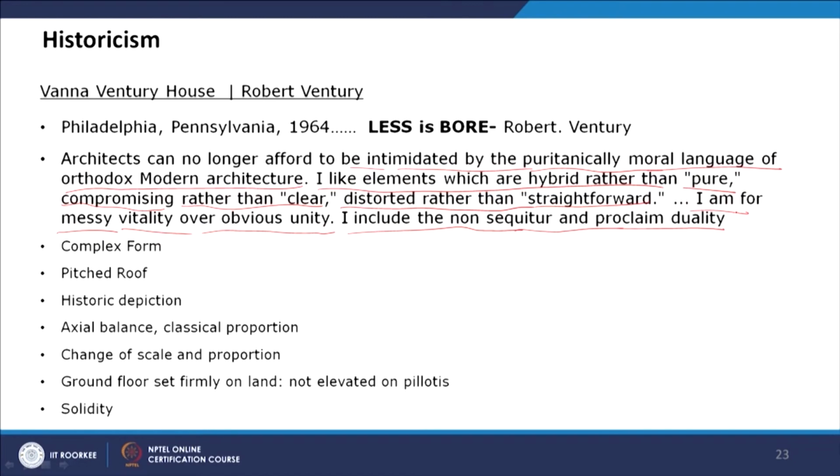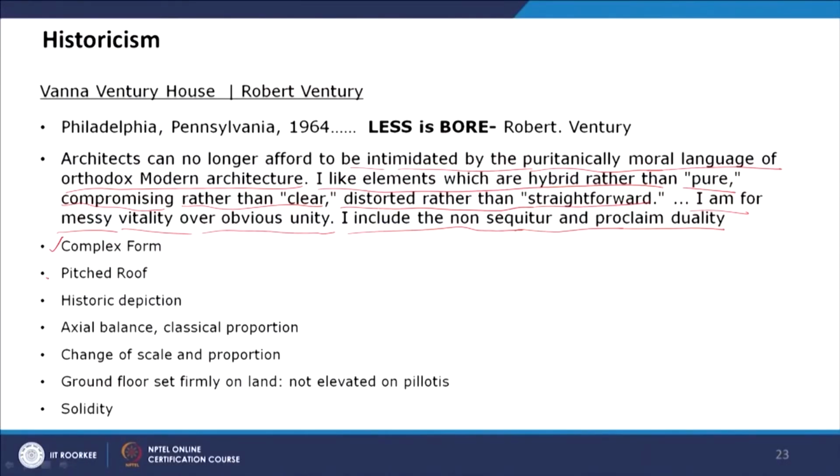So he says that the more complex the form is, the more complex the design elements are, and that has better design and aesthetic value. So there is complexity in form, which we have seen, and then there's a pitched roof, which creates a more dynamic approach. In the less is more concept in the internationalist context, we have seen a flat roof, which has more stability in design.